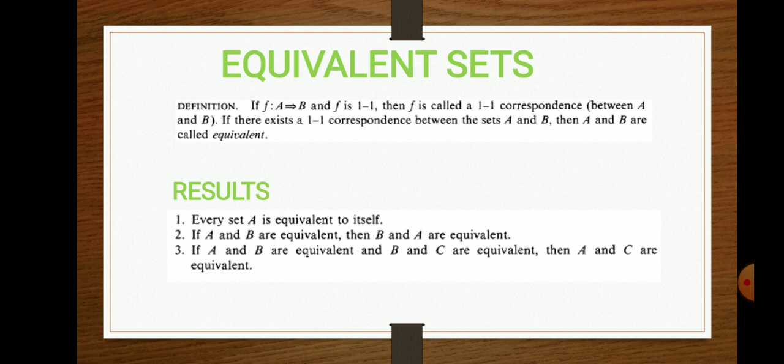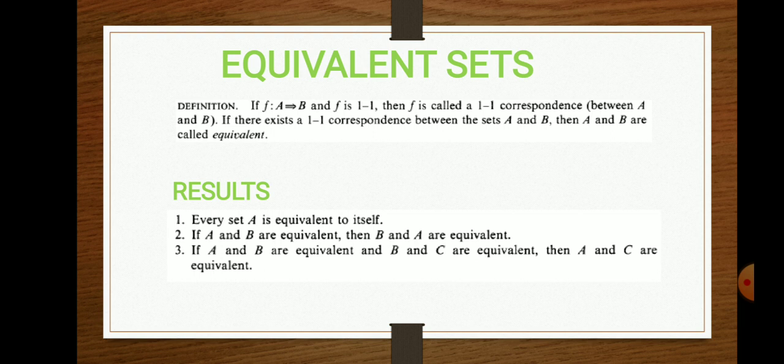For example, the set {1, 2, 3} and the set {a, b, c}. These two sets are equivalent but not equal because the entries of the first set are totally different from the entries of the second set. From this we can deduce the following results. Every set A is equivalent to itself. Second, if A and B are equivalent, then B and A are also equivalent. The first one is the reflexive condition, the second one is the symmetric condition, the third one is the transitive condition. If A and B are equivalent and B and C are equivalent, then A and C are equivalent.